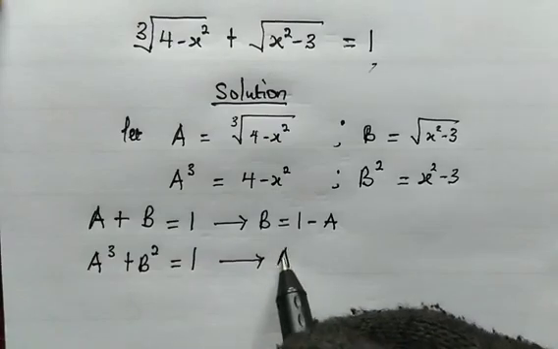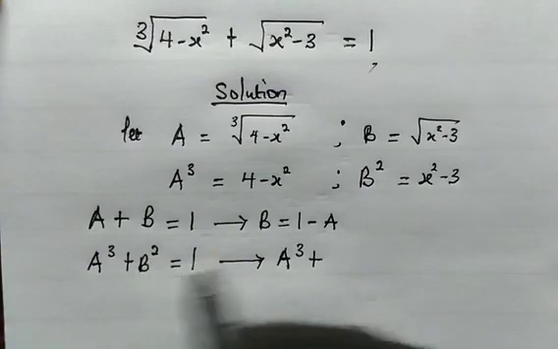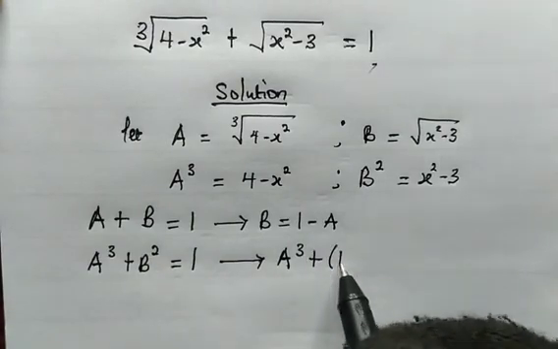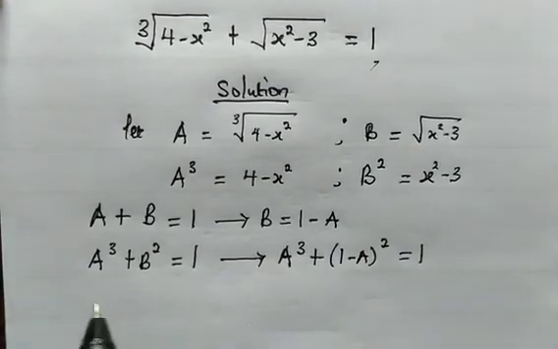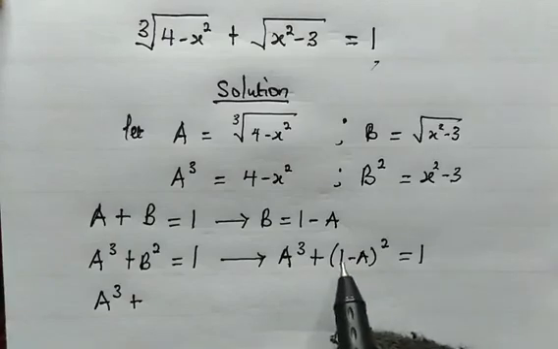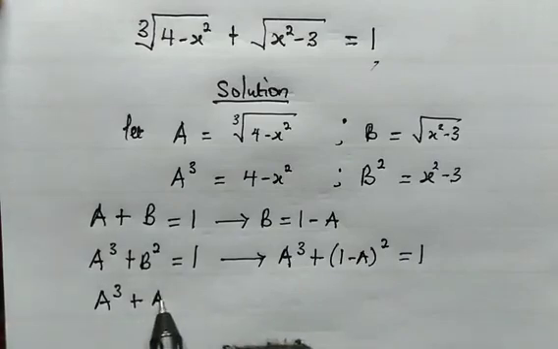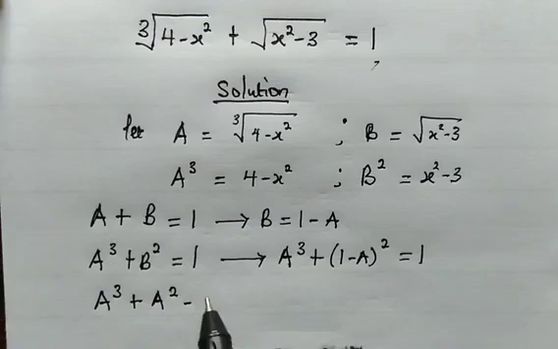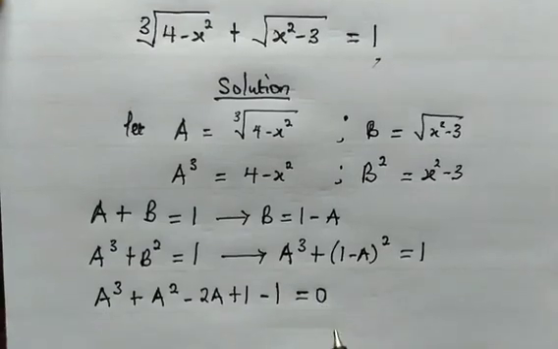we have a cubed plus b squared. We're going to write b in terms of a, and that will be 1 minus a all squared. This is equal to 1. From here we have a cubed, then plus, now when you expand 1 minus a all squared, that will give us a squared minus 2a, then plus 1. Remember this 1, if we take it to the other side, that will become negative 1. The whole of this equals 0.